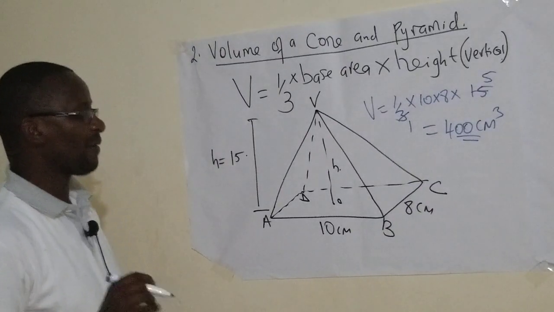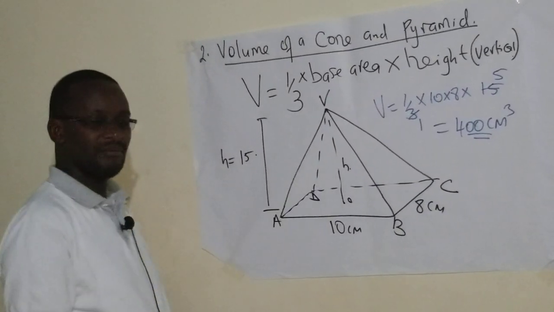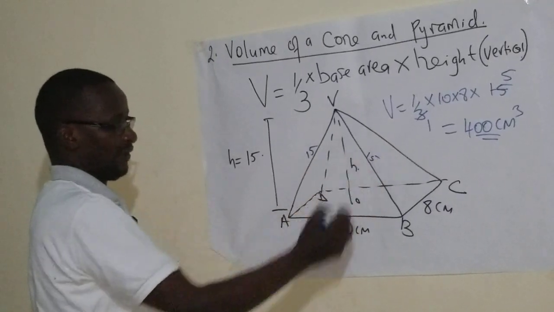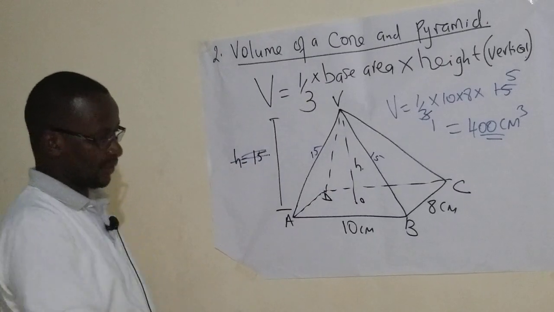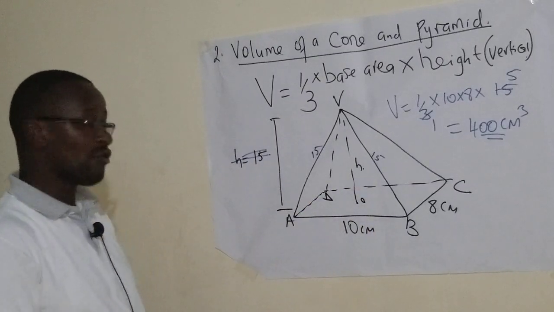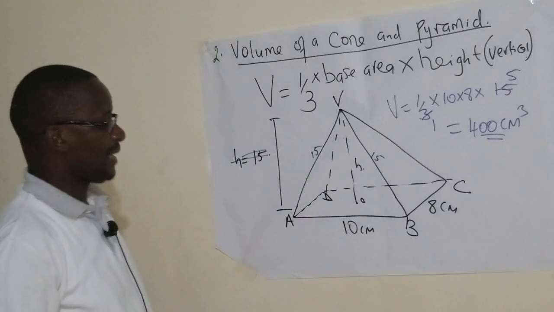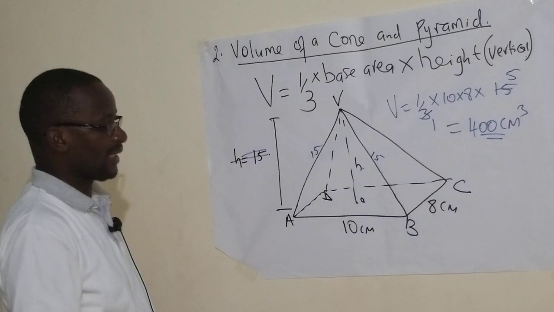However, if you had been given this 15, not as the height, but as a slant edge, if this was 15 and this was 15, for example, if this height is not given, but you still have such, then you must get the height. You must get the height. And you can get the height using the diagonal.